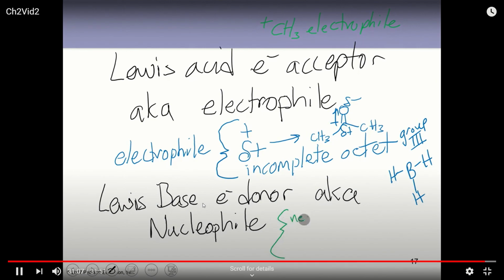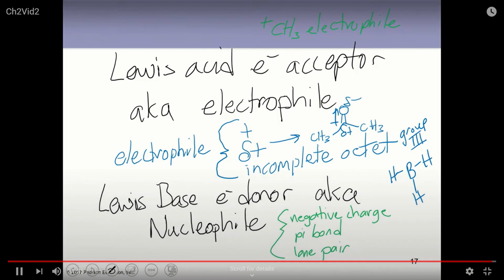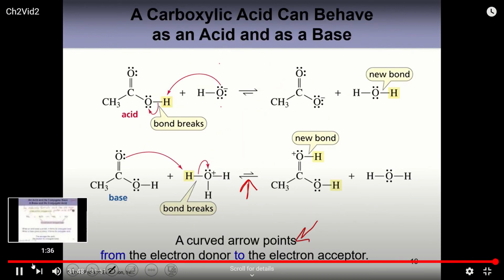So let's talk about Lewis base. A Lewis base is an electron donor, aka a nucleophile. It loves the nucleus, loves positive charge. So electrons are attracted to positive charge. But how can we identify a nucleophile? A nucleophile has to have one of these three characteristics. It must have a negative charge, a pi bond, or a lone pair.